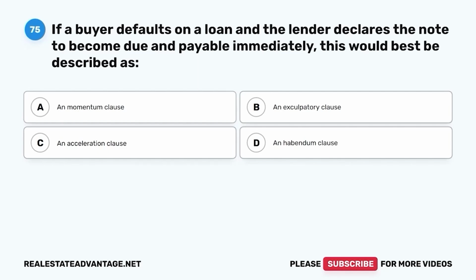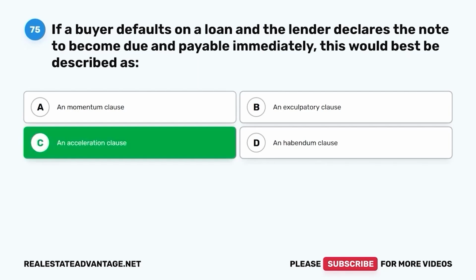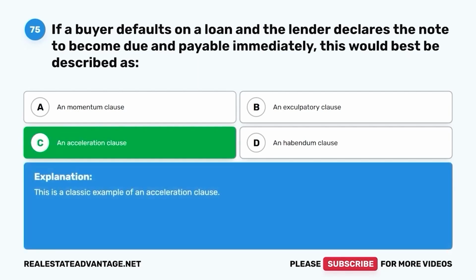Question 75. If a buyer defaults on a loan and the lender declares the note to become due and payable immediately, this would best be described as A. A momentum clause, B. An exculpatory clause, C. An acceleration clause, D. A habendum clause. The correct answer is C. An acceleration clause. This is a classic example of an acceleration clause.